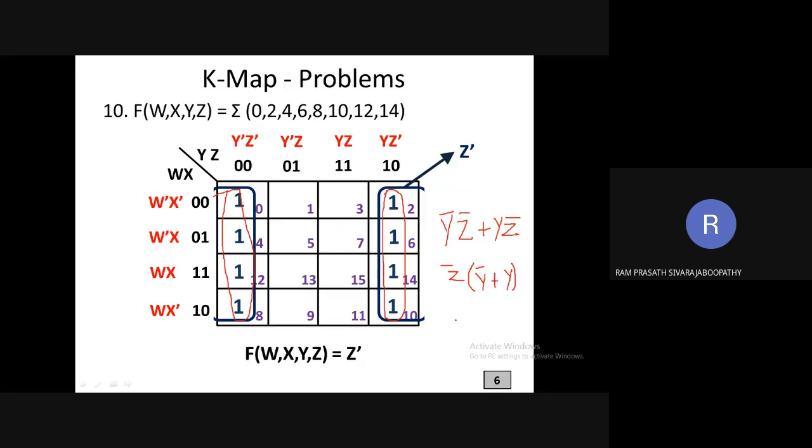It becomes 1. So the final answer becomes Z bar. See, as I told earlier, if you group minimum number of ones, even though it is possible to group maximum number, if you grouped only minimum number of ones, the expression you got still you can minimize.